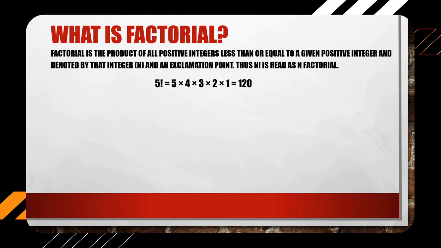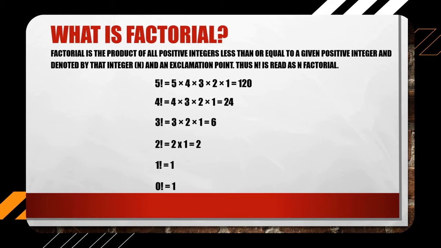Okay, so for example, we have 5 factorial is equal to 5 times 4 times 3 times 2 times 1 equals 120. Then 4 factorial is equal to 4 times 3 times 2 times 1 equals 24. Then 3 factorial is equal to 3 times 2 times 1 equals 6. And 2 factorial is equal to 2 times 1 equals 2. And 1 factorial is equal to 1. Then 0 factorial is equal to 1. Okay, remember that. 0 factorial is equal to 1.